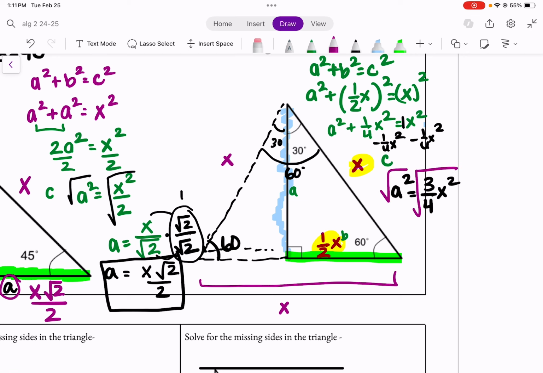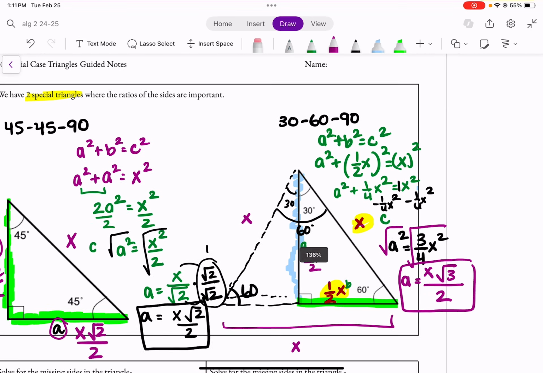Last step, I'm going to square root. So a is equal to, well, here's the thing, we can take the square root of each part. So square root of 3 stays the same. Square root of x squared is just x, and square root of 4 is actually 2. So it can be simplified to this. So what that means is this side is actually just x square root of 3 over 2.